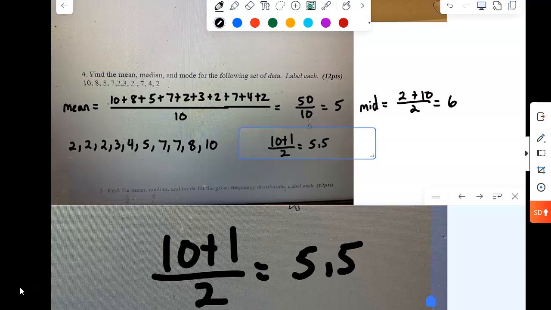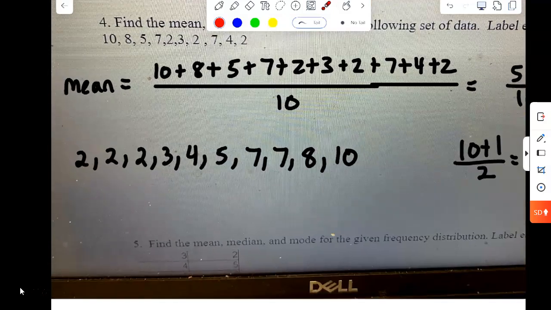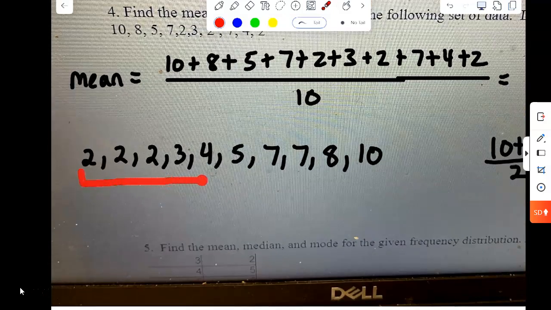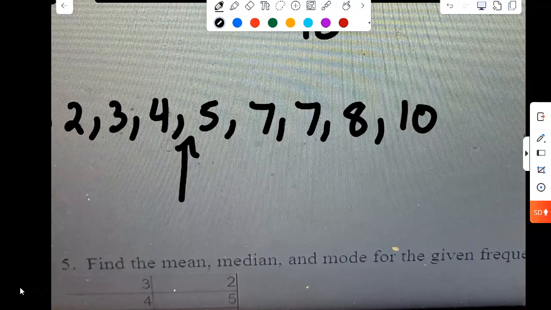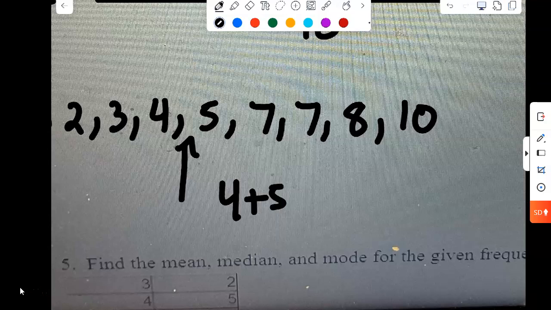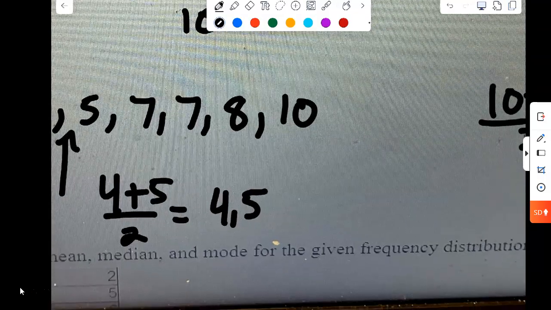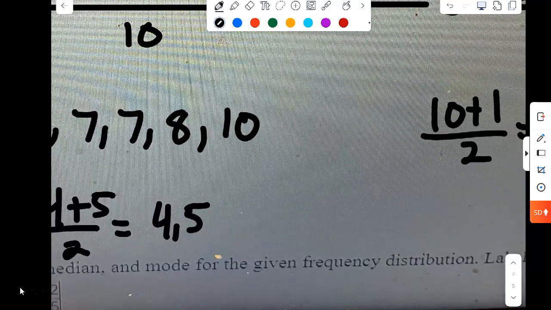So we'd count up our list, right, and find that position 5.5. So we go up 1, 2, 3, 4, 5. And then 5.5 would be halfway between the 5th and 6th numbers. So it's going to be halfway in between here. So remember, when it's halfway in between, we average those to get the median. So 4 plus 5 over 2 would be 4.5. And that is our median.